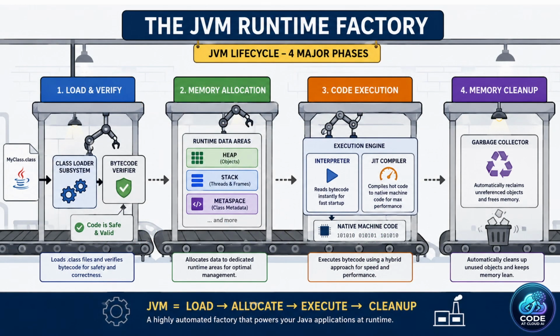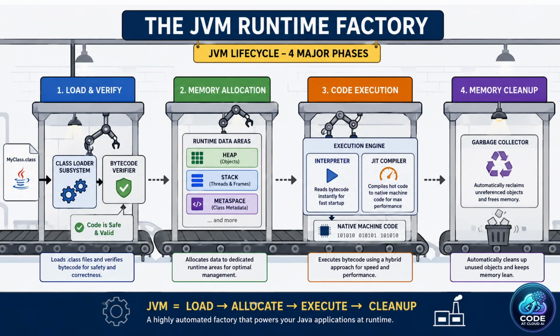Think of the JVM as a highly automated runtime factory. Its responsibilities follow a strict lifecycle split into 4 major phases. First, it loads and verifies. It pulls your class files through the class loader subsystem and instantly passes them to the bytecode verifier to make sure the code is safe.